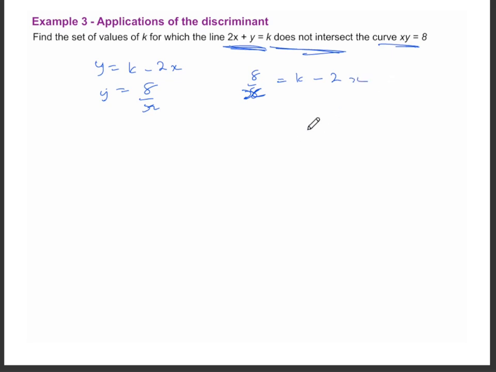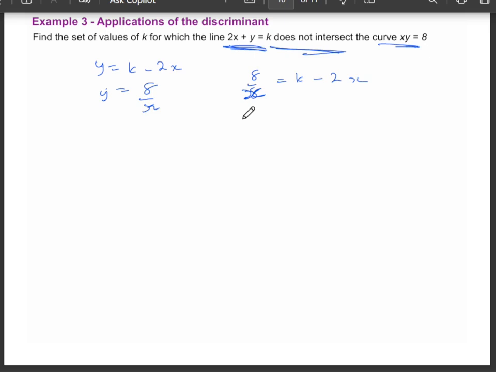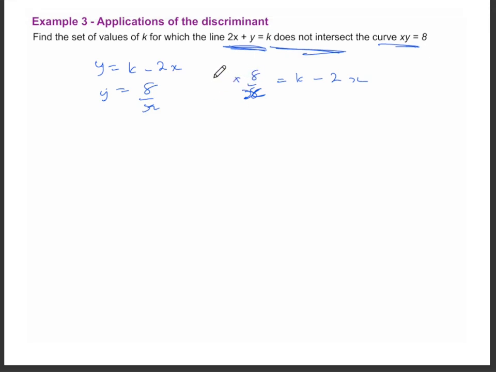K minus 2x, and we can equate it to 0, but obviously we want everything to go to the top. So we multiply by x on both sides. And on the left, we get 8 equals kx minus 2x squared. Then we do it normally. We equate it to 0. So 2x squared minus kx plus 8 equals 0. And we have equated it to 0.